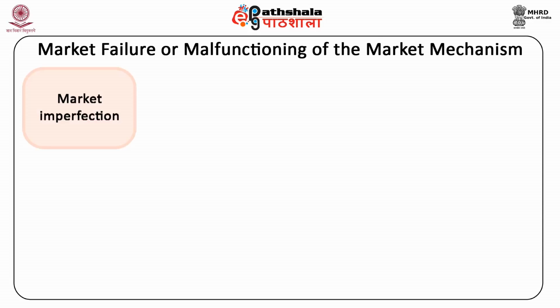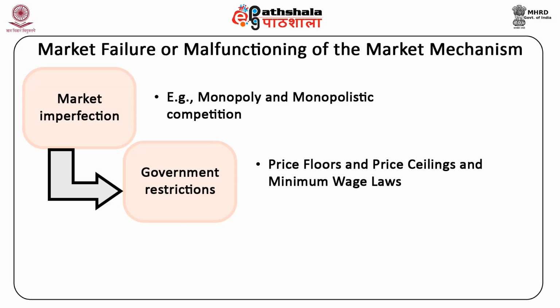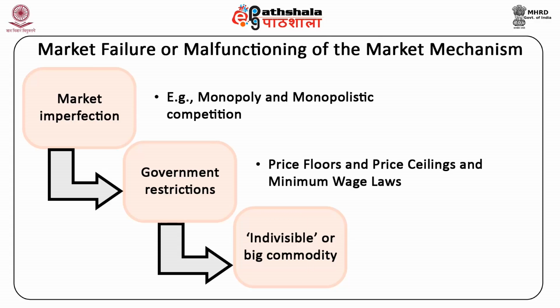First, if there are market imperfections, for example, under monopoly and monopolistic competition. Second, if there are governmental restrictions and prices are fixed or determined by the government through price floors and price ceilings and minimum wage laws. Third, if the commodity concerned is indivisible or very big, for example, public utilities like parks, highways, price may not allocate it efficiently.